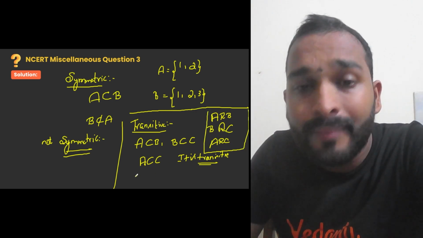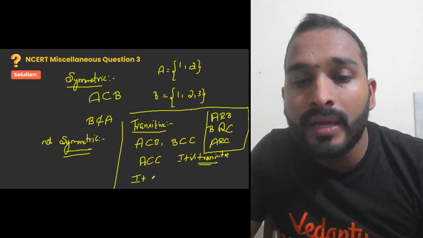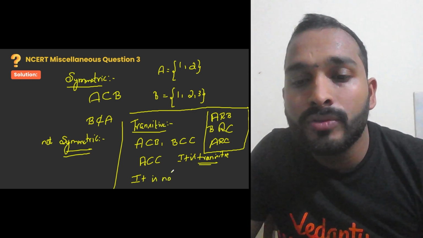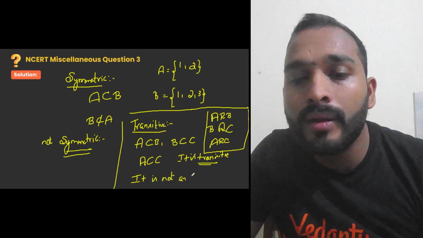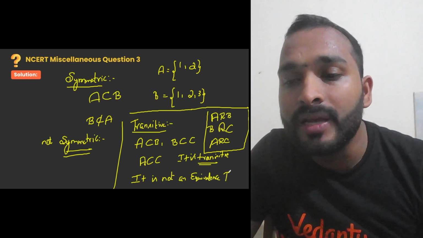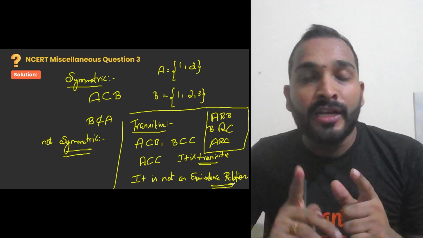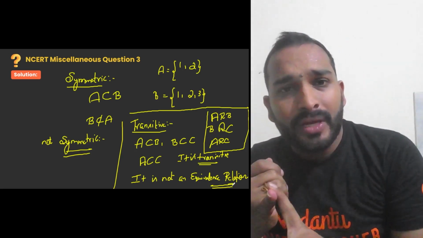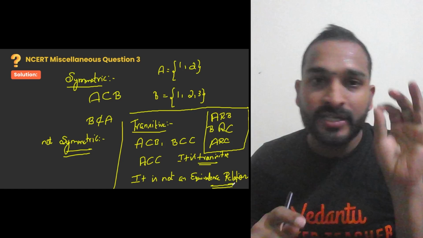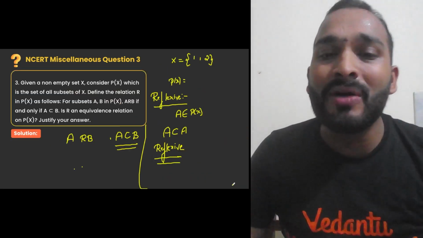You can notice that it is reflexive, not symmetric, but transitive. So it is not an equivalence relation. Yes, children, I hope this is easy and clear. If a relation has to be an equivalence relation, then it should be symmetric, reflexive and transitive. In this case, it is not symmetric, so it is not an equivalence relation. I hope you have understood this question, children.